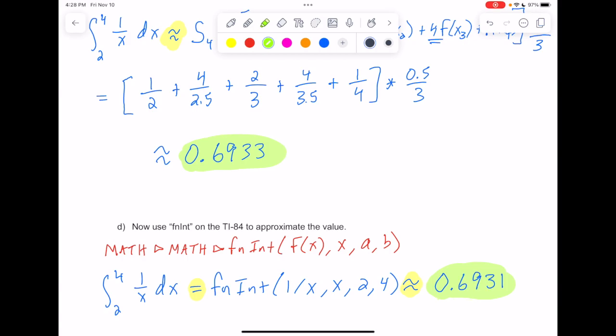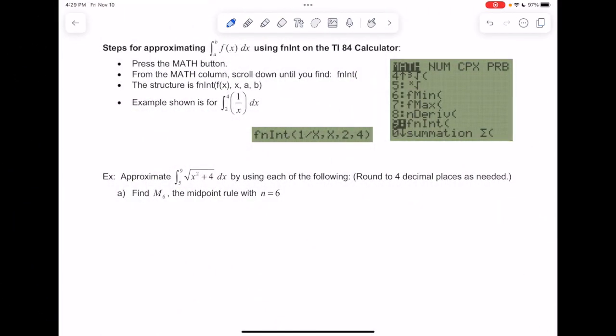Still not as close as I had said before. It's off by 0.0002, but still by far the closest was Simpson's rule to the right answer of any of those that we looked at. All right, here's a summary for that last technique with the fnInt.